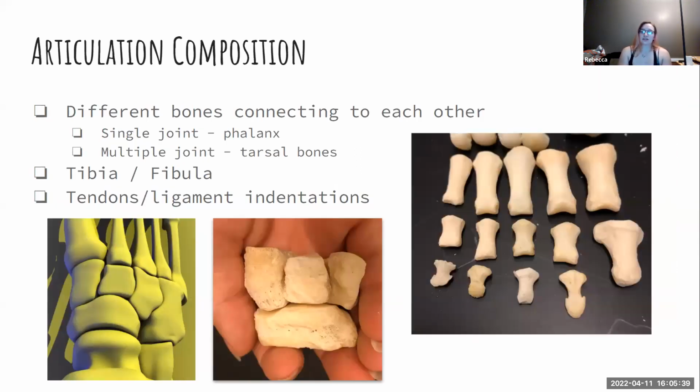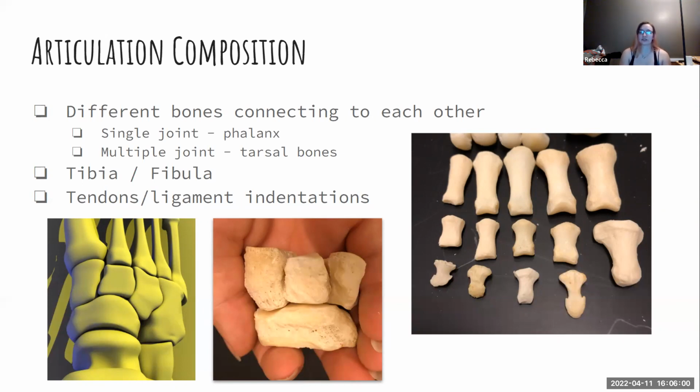So then with the articulation, it gave me another complication because after I modeled all of them, you have to essentially make sure that they match up and connect with each other. So you have single joints from the phalanx, which are the very small toe bones, and they only connect from one side to the next.